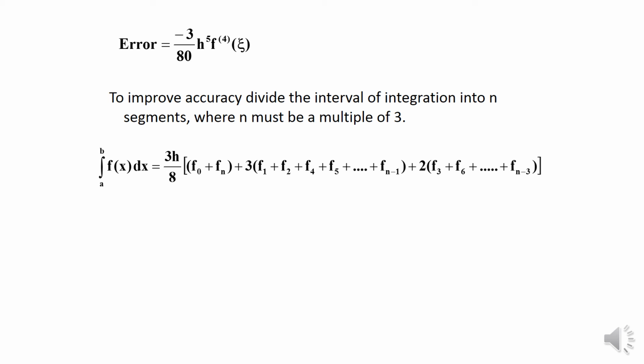So here we can write down the composite formula also. Integral a to b f(x) dx is equal to 3h by 8 [f0 plus fn plus 3 into (f1 plus f2 plus f4 plus f5 plus fn minus 1) plus twice of (f3 plus f6 plus fn minus 3)], and here error is minus b minus a upon 80 h to the power 4 f to the power 4 zeta.